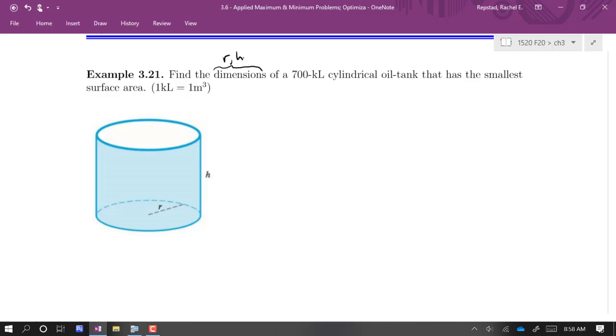We want to find the dimensions so that the tank has the smallest surface area. So we want to minimize surface area. The other point here is that 1 kiloliter is 1 cubic meter, so the volume is 700 cubic meters. We want to minimize the surface area, so let's start by just getting the formula for the surface area of a cylinder.